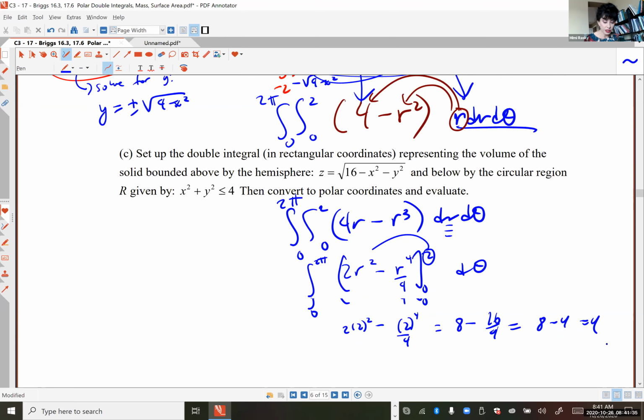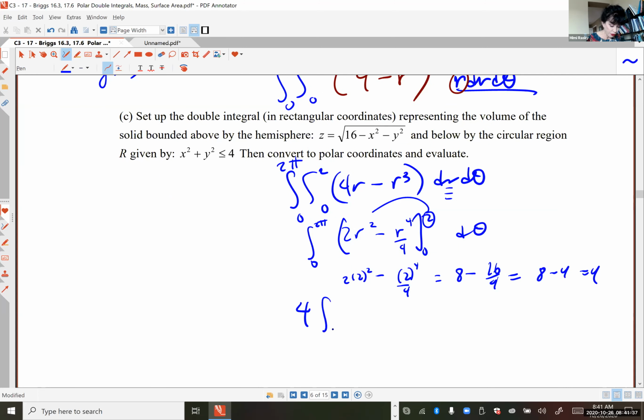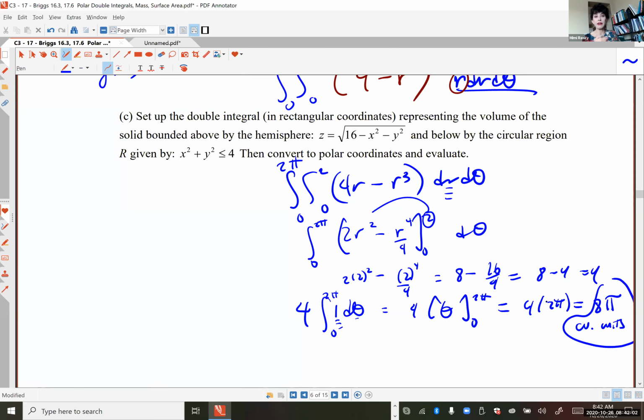Since that's just a constant multiple, I'm just going to pull the 4 out of the last integral that's left. Now, how do I integrate this? Is it just 0 or what? Theta. Yeah, you understand there's a 1 in there, even though you don't see it. So the antiderivative of 1 with respect to theta is theta. Then you'll evaluate it between 0 and 2 pi, and your final answer will be 8 pi cubic units, and there's your volume. Okay, fantastic.